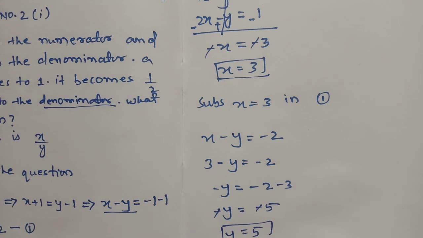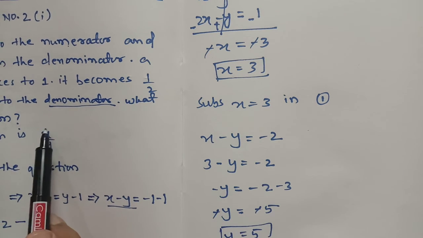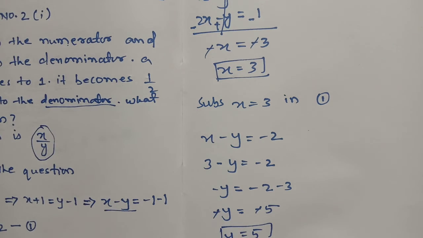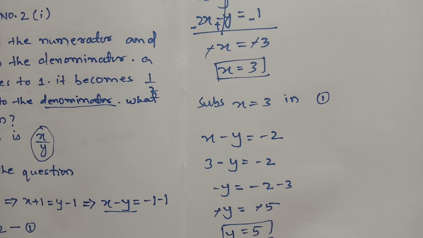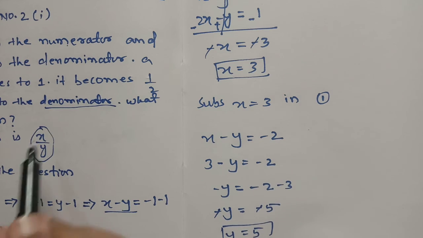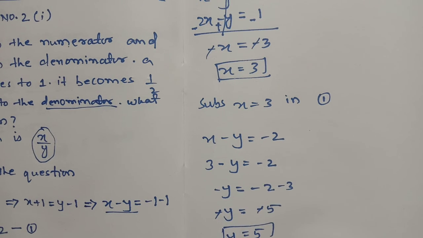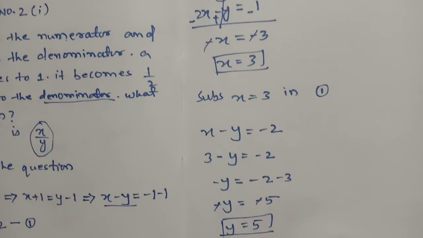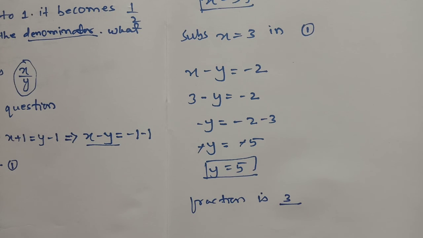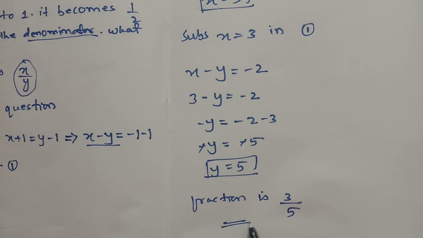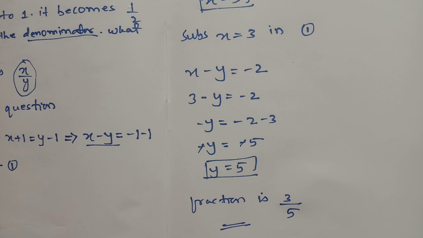So we got x and we got y. The fraction we consider as x by y. So the fraction is, x is how much? 3 and y is how much? 5. x is 3 and y is 5. So the fraction is 3 by 5, student. This is our answer. I hope you understood.